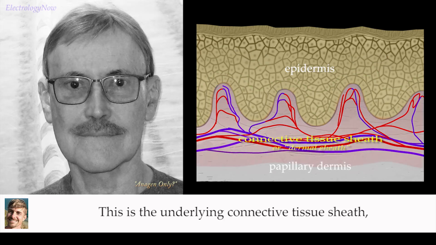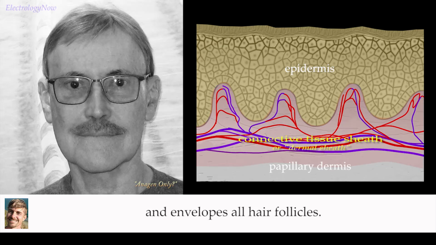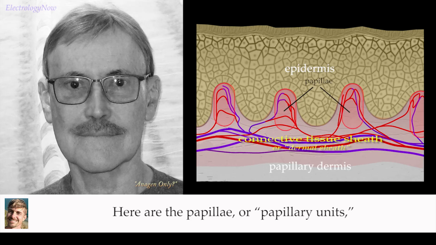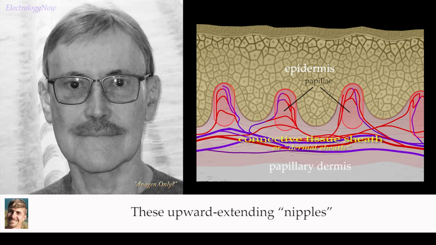This is the underlying connective tissue sheath, also called the dermal sheath. This layer underlies the entire epidermis and envelops all hair follicles. This blood-rich layer also contains important healing factors. Here are the papillae, or the papillary units, that are part of the connective tissue sheath. These upward extending nipples contain specialized cells, growth elements, and capillaries.